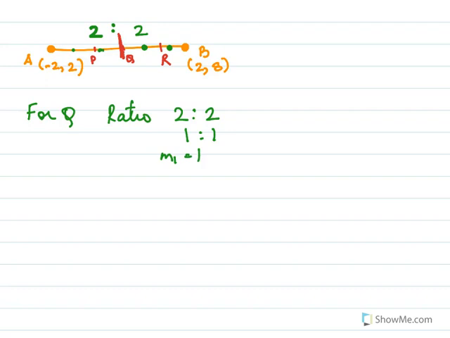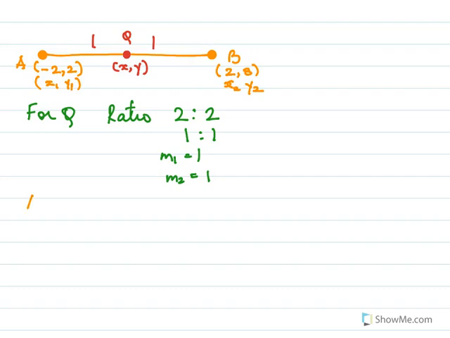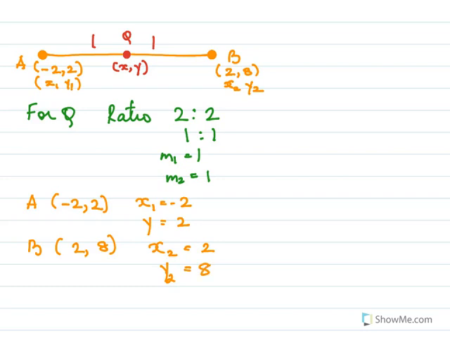So your M1 is 1, your M2 is 1. Now for your point A, A is -2, 2, which means X1 is -2, Y1 is 2, and B is 2, 8, which means X2 is 2 and Y2 is 8. The ratio we have already seen, and our point Q in this case is X, Y. So let's use the section formula for point Q.